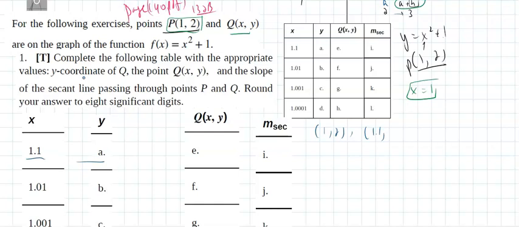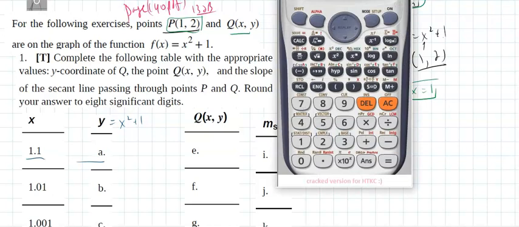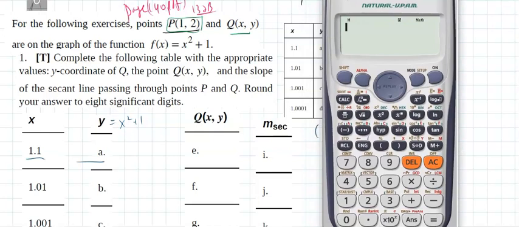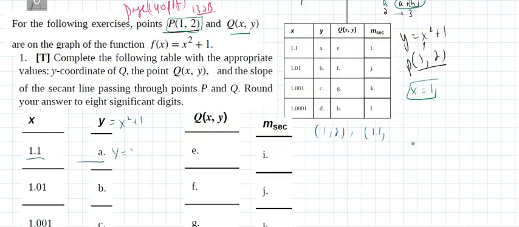Well, here they say, in A, what does y equal? Well, if I take x squared plus 1, and here's my calculator. You need a scientific calculator, and you really need to use it in this class, so make sure you have one. And if I take 1.1 squared and add 1 to it, so now my value is 2.21. So the point is 1.1, 2.21.